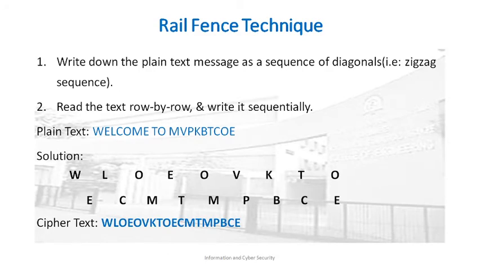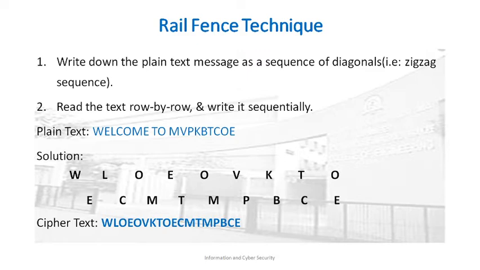The very first technique is Rail Fence technique. In the Rail Fence technique, we write down the plain text message as a sequence of diagonals, that is in a zigzag manner, and read the text row by row and write it sequentially. So after writing it sequentially, we will get our required cipher text.